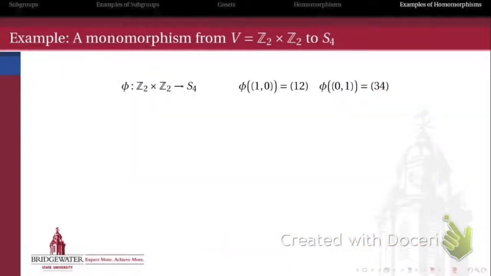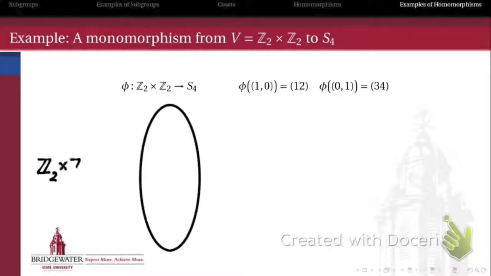Here's another example. Let's take the group which is the cross product of Z2 with Z2. We call this a Klein 4 group. And here's an example of a monomorphism from that group into the symmetric group on 4 symbols. It takes the element 1, 0 and sends it to the transposition 1, 2, and it takes 0, 1 and sends it to the transposition 3, 4.